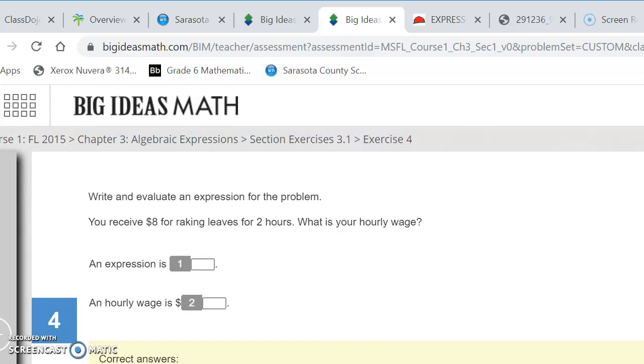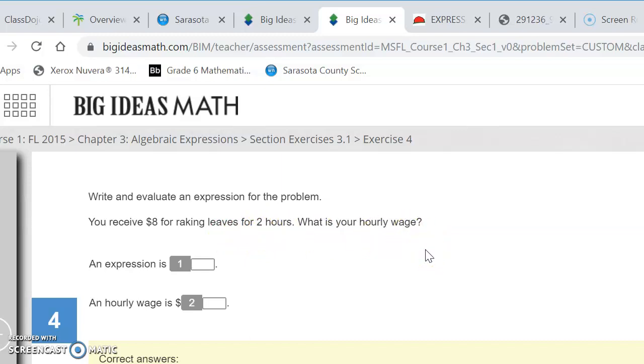Okay, so we're in exercise 3.1 in the Big Ideas Math, and we're on exercise number 4. It says write and evaluate for the problem. So what we're doing right now is we're going to be doing algebraic expressions this week. Very, very simple ones. And so here's what it says. You receive $8 for raking leaves for 2 hours. What is your hourly wage?